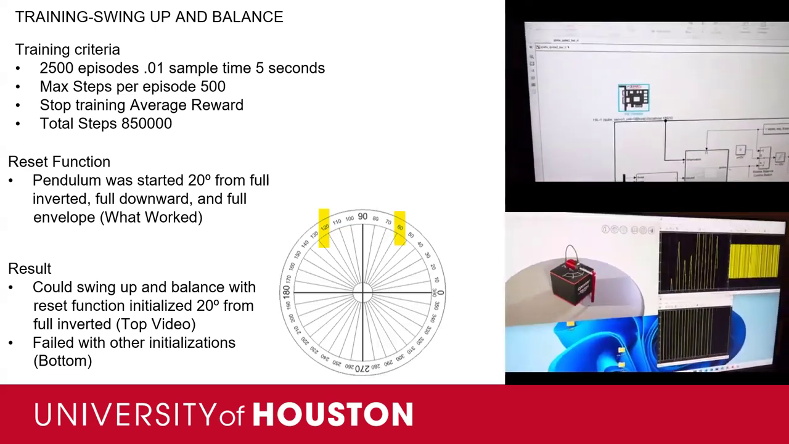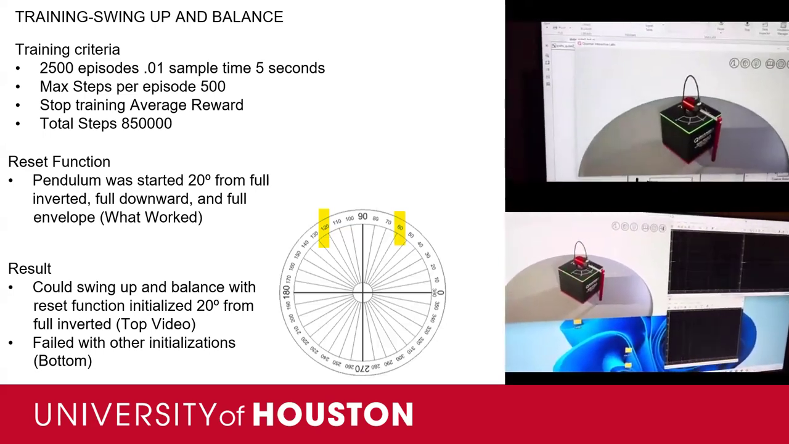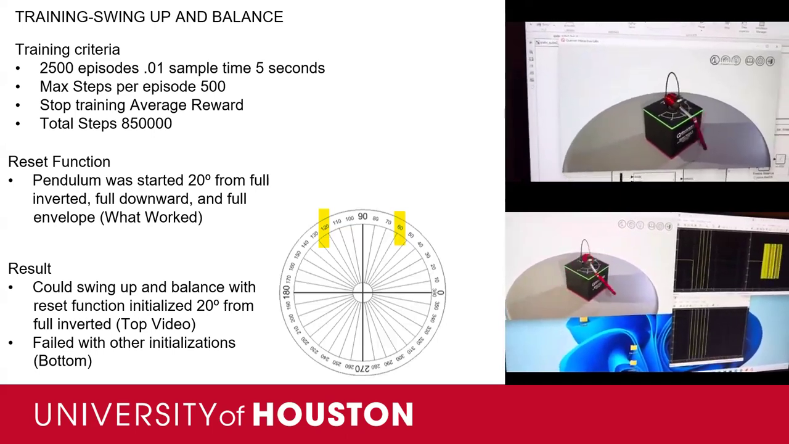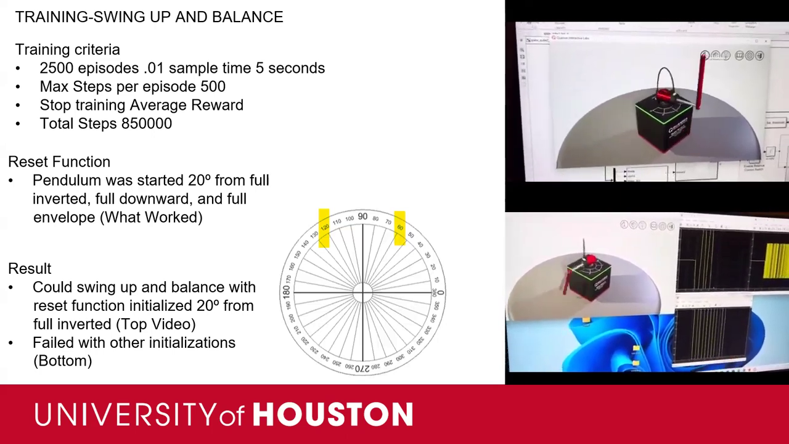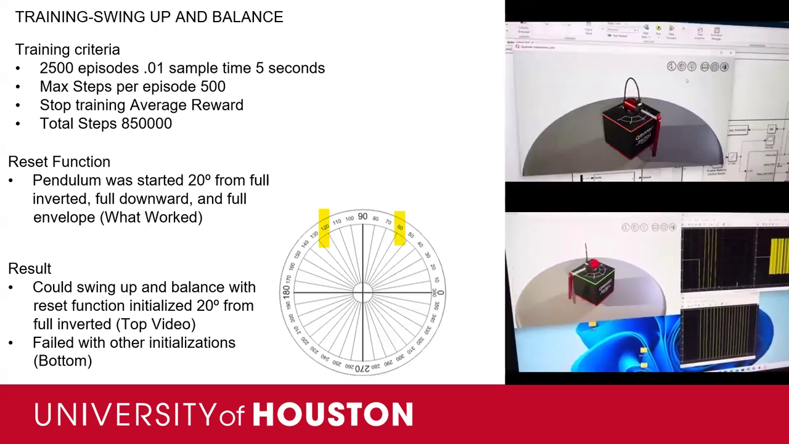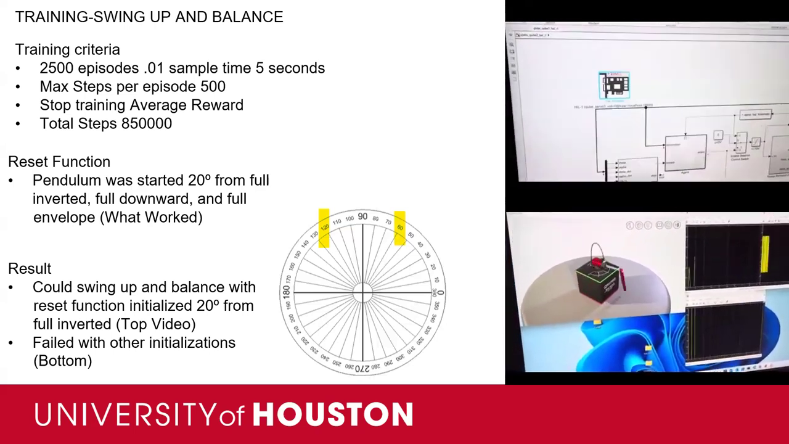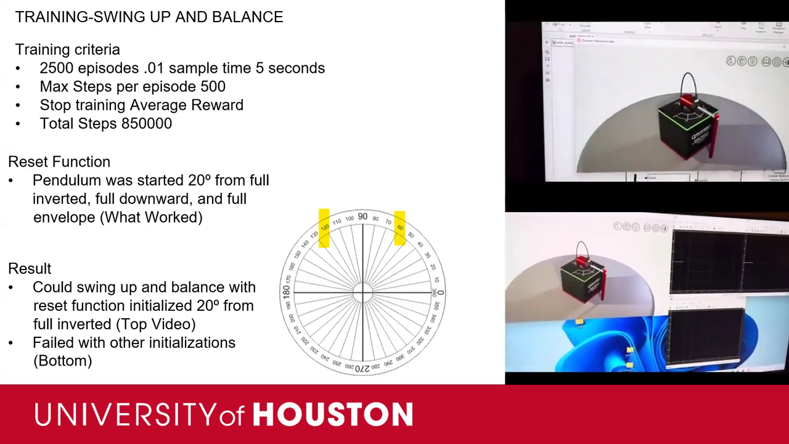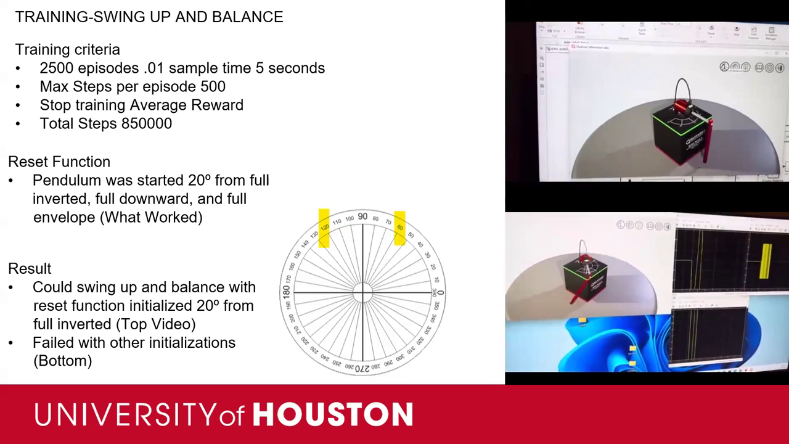Now the reset function. What worked is what's highlighted on that unit circle. Initializing the inverted pendulum within 20 degrees of full inverted, over that training criteria for DDPG, default depth and width worked.